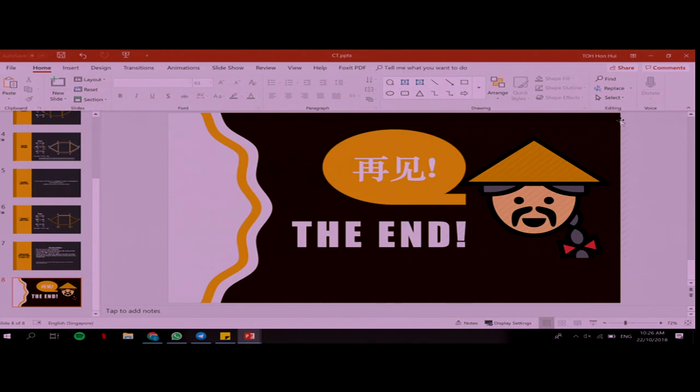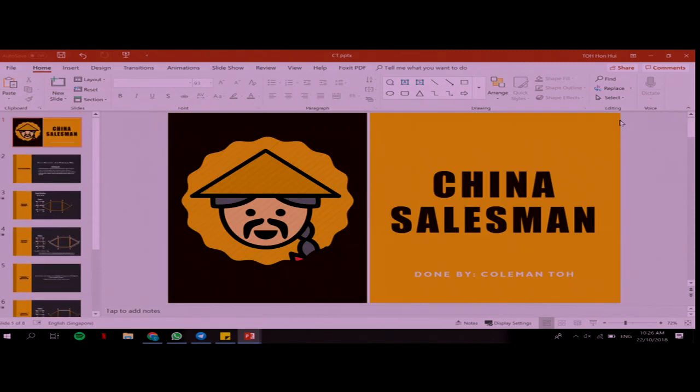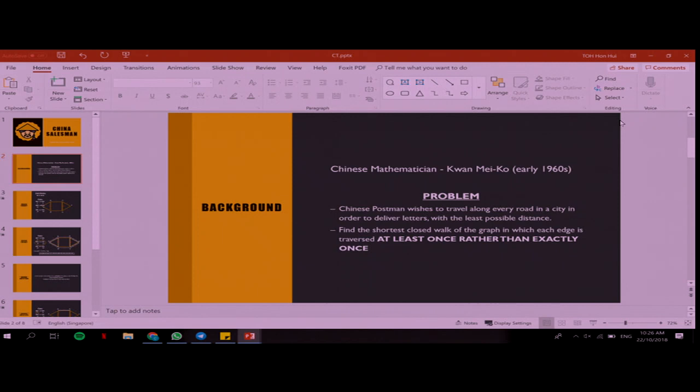Question: why is it called the Chinese Postman problem? It's called the Chinese Postman problem simply because it was found by a Chinese mathematician. Because she founded it, they named it the Chinese Postman problem. She had this idea based on the initial traveling salesman problem, and then she thought about how this problem could be even more complicated in a real-life situation. So she came up with the postman problem in a village situation.